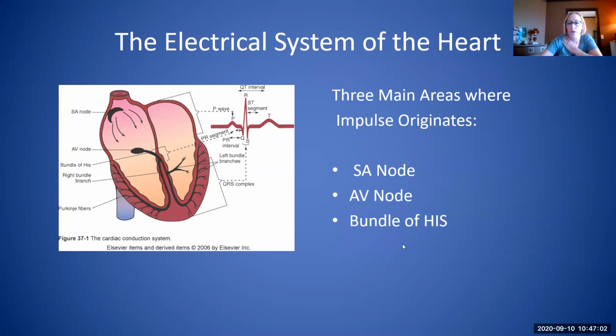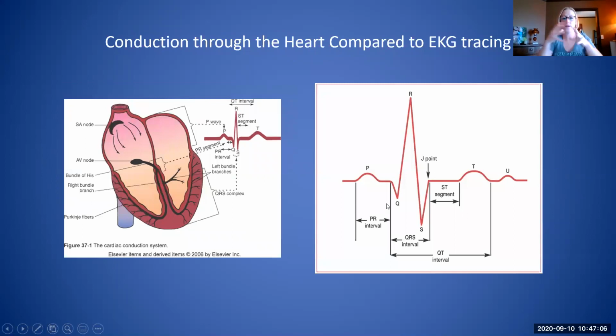Here's a better picture of it. Every section will show up on your EKG in a certain segment. Your SA node is represented by your P wave. Your P wave is your atrial depolarization or your atrial contraction. Your SA node is located in the right atrium, so it goes hand in hand. When you see a P wave, you think atria, you think SA node.